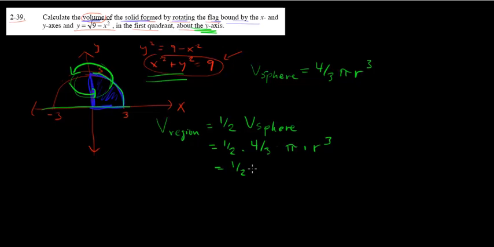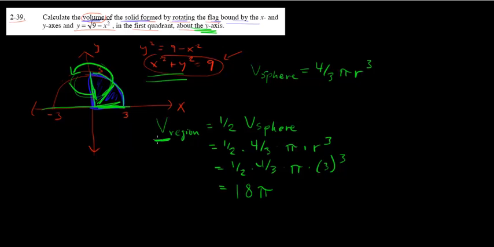It's equal to 1/2 times 4/3 times pi, and r, we know this length is 3, this length is 3, so our radius from the center to the edge is 3, times 3 cubed. If we plug that in, we're basically going to simplify. We're going to get 18 pi, because 3 cubed is 27 times 4/3 times 1/2, we get 18 pi.